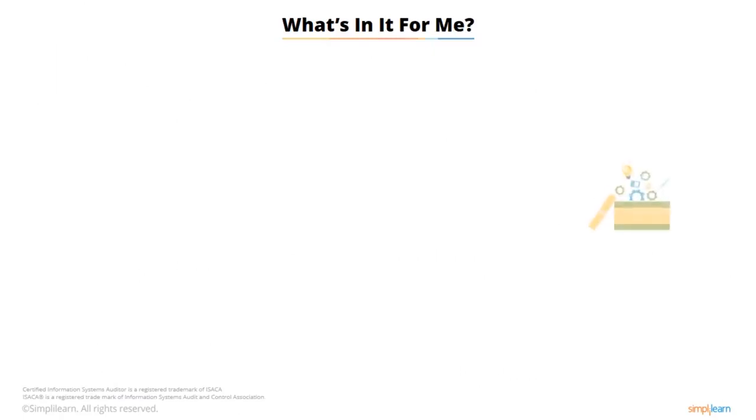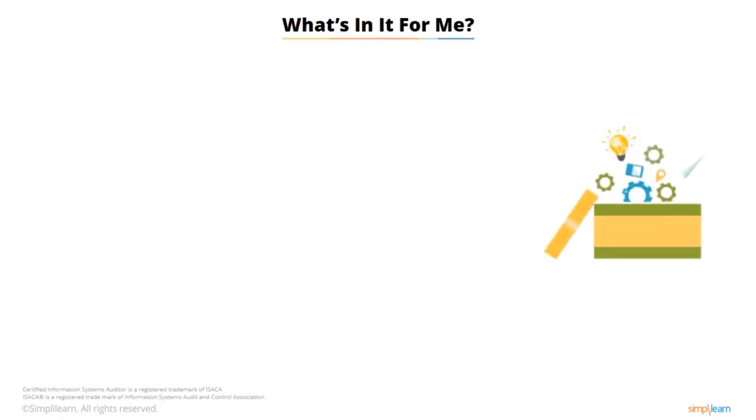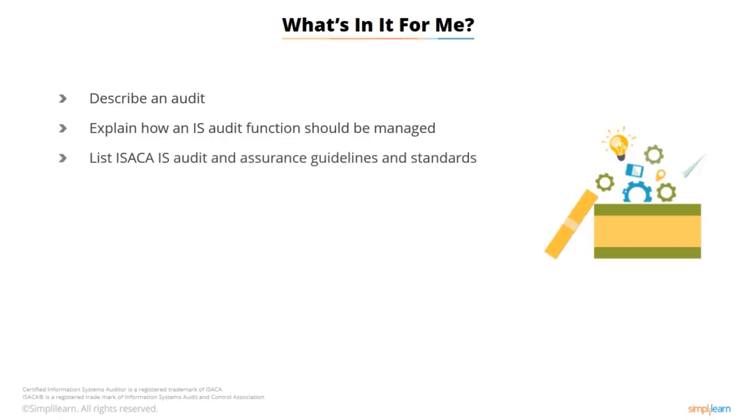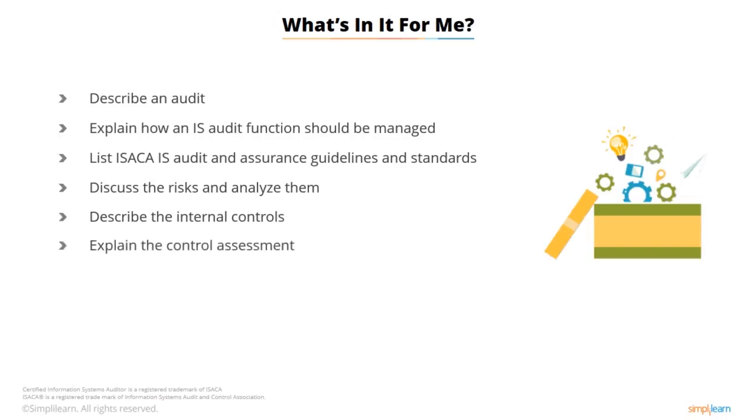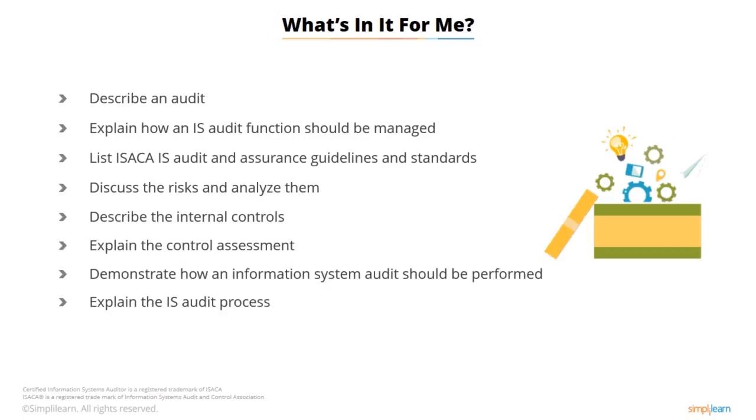After completing Domain 1, you'll be able to understand basically what an audit is and how an IS audit function should be managed. You'll be able to detail the CISA IS audit and assurance guidelines and standards. You'll be able to discuss risks and how to analyze them, and discuss and understand internal controls. You'll also be able to explain the control assessment. You'll be able to demonstrate how an information system audit should be performed, and expound upon the details of the audit process. Possibly most importantly, you'll be able to apply the CISA audit principles to your audits.